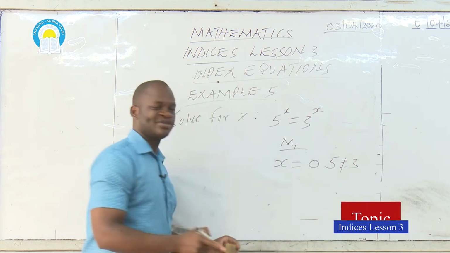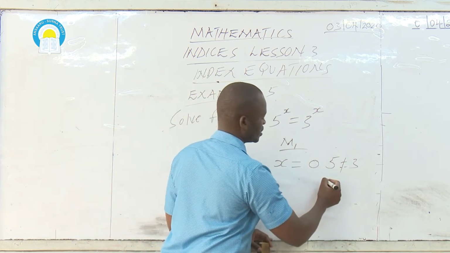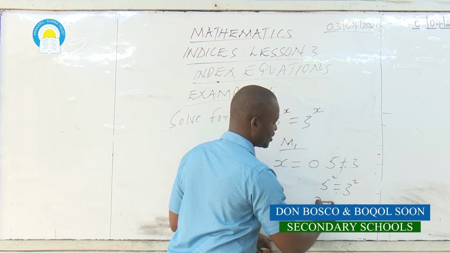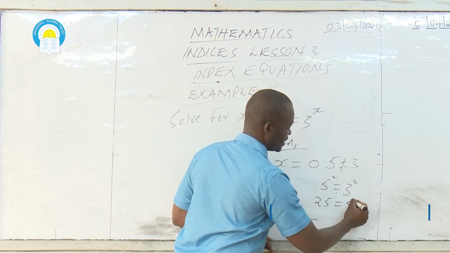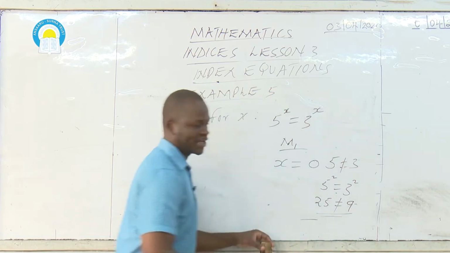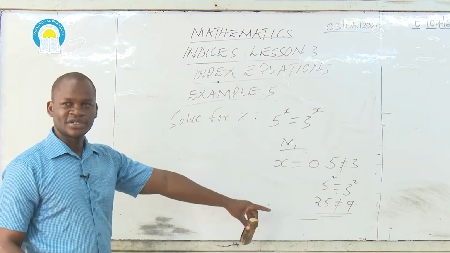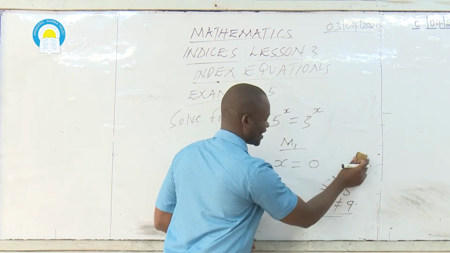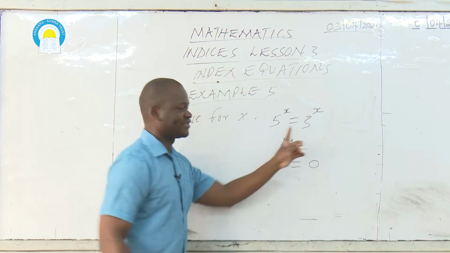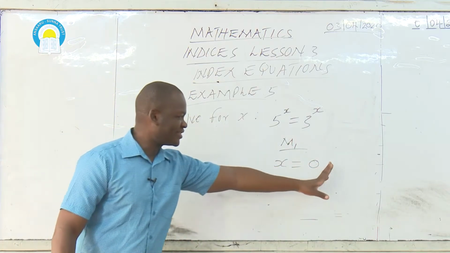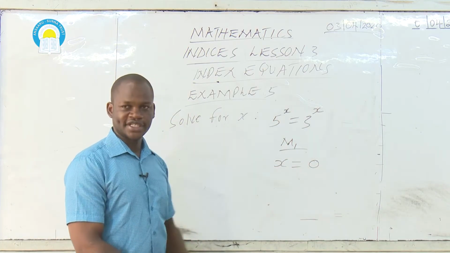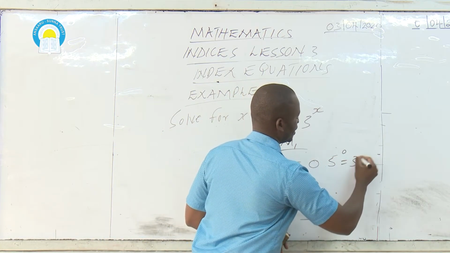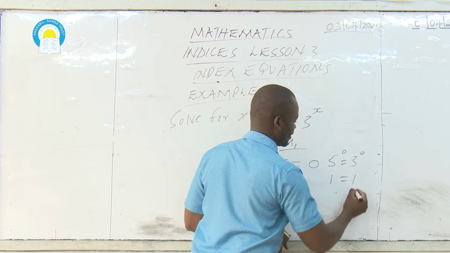Now, what about if I choose x as 2? I'll have 5 squared is equal to 3 squared, meaning 25 is equal to 9. And 25 for sure is not equal to 9. Therefore, the only value of x which can make this equation hold is 0. 5 power 0 gives you 1, and of course 3 power 0 also gives you 1.